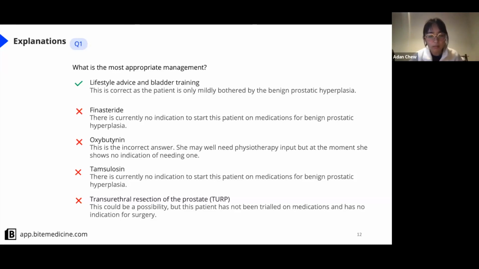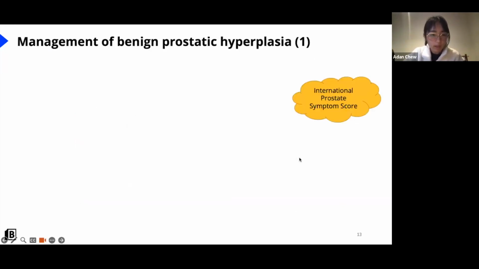Oxybutynin wouldn't be used in this case. It's usually used more in women and incontinence in women. So we'll talk a little bit about BPH.